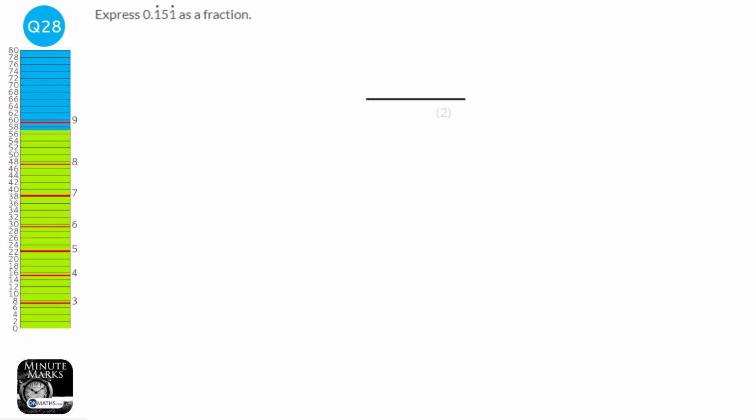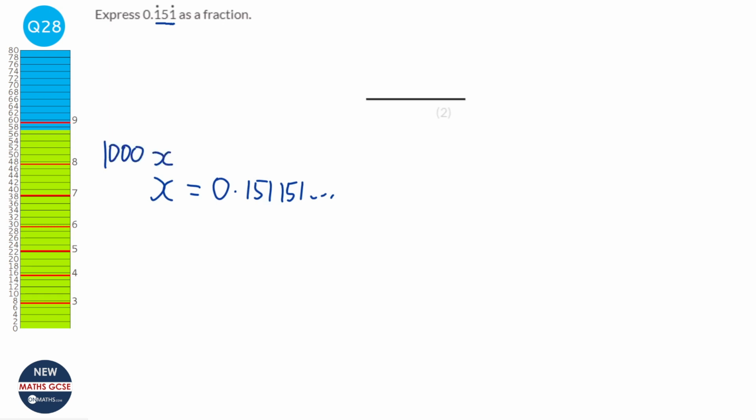We're going to first of all get x equal to the 0.151151 blah blah blah, and what we need to do is we need to pull all of the recurring numbers in front of the decimal point, or at least one instance of them. So I need to times it by 1,000, so we're going to do that, times it by 1,000, and we'll get 151.151.151 blah blah blah.